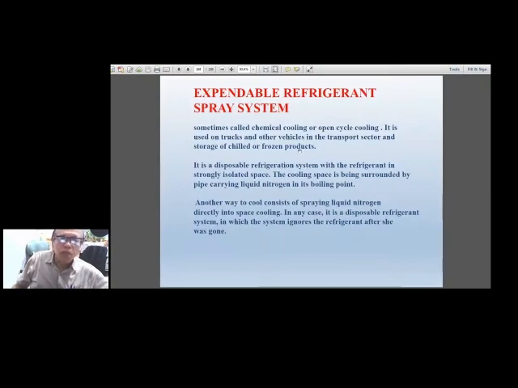Expendable refrigerant spray system, sometimes called chemical cooling or open cycle cooling. It is used on trucks and other vehicles in the transport sector and storage of chilled or frozen products. It is a disposable refrigeration system with the refrigerant in a strongly isolated space. The cooling space is surrounded by pipe carrying liquid nitrogen at its boiling point. Another way to cool consists of spraying liquid nitrogen directly into the space being cooled. In any case, it is a disposable refrigerant system in which the system ignores the refrigerant after it is gone.